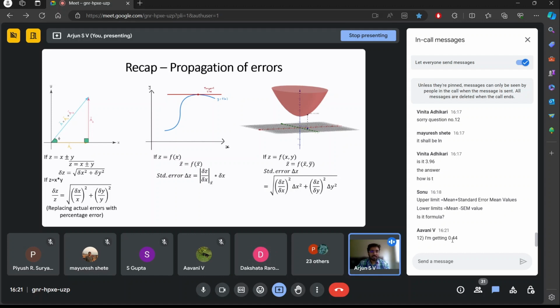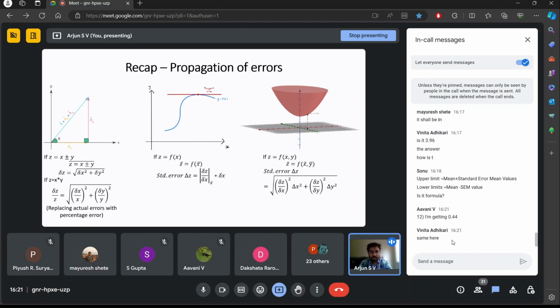I think you would want to multiply that by z value. Yes, because delta z by z would be I think around 0.1. Your Z value would be around 31.16, like we discussed before. I can get the answer, sir. Sorry, you can't get the answer. Yes. So you got 0.1, right?